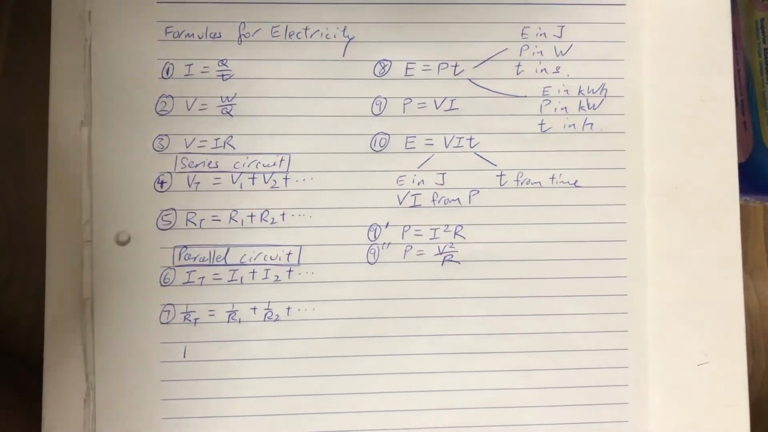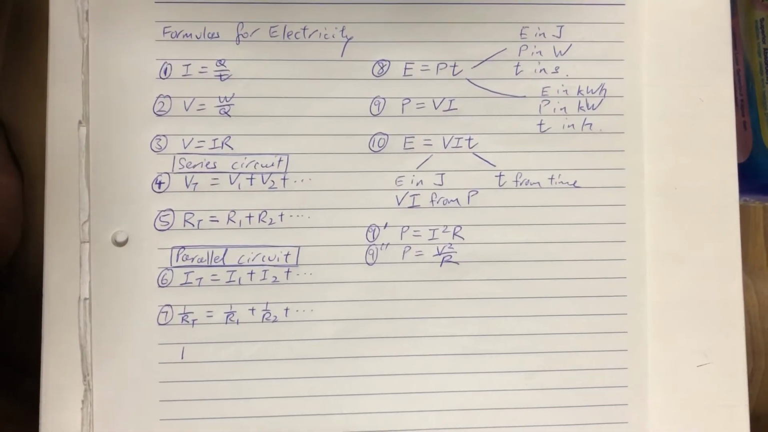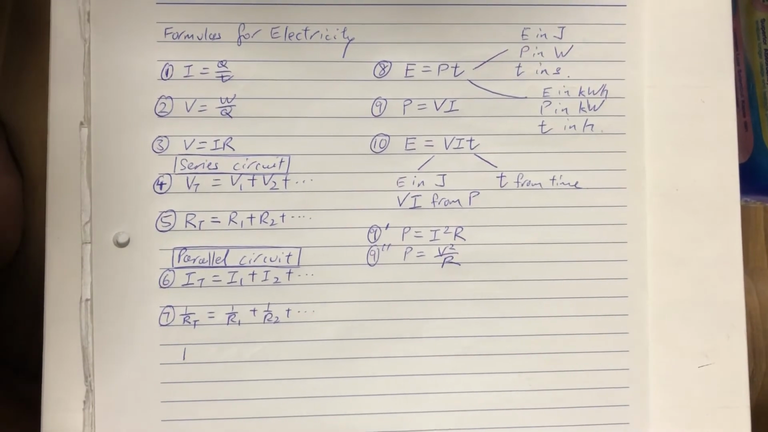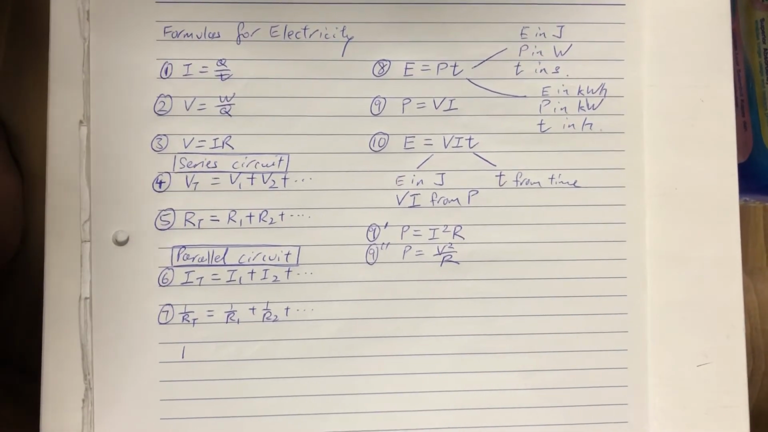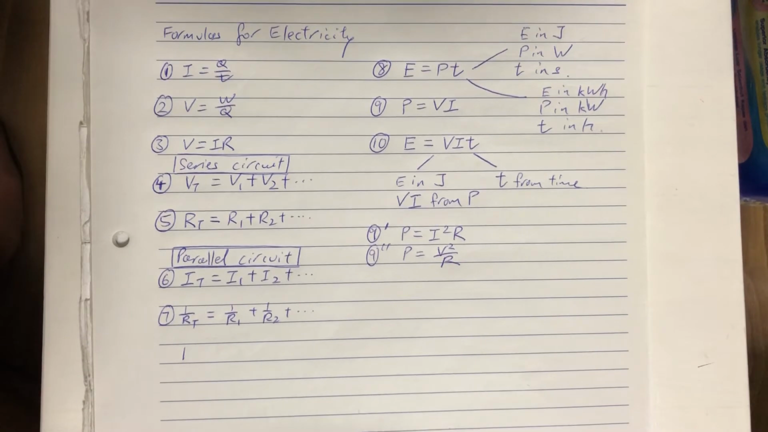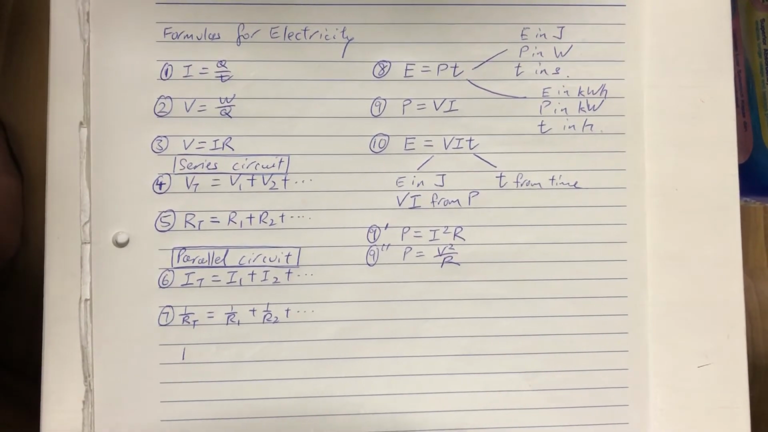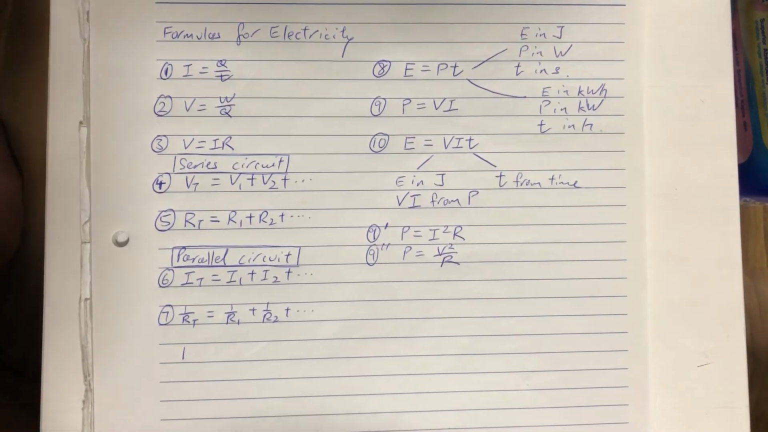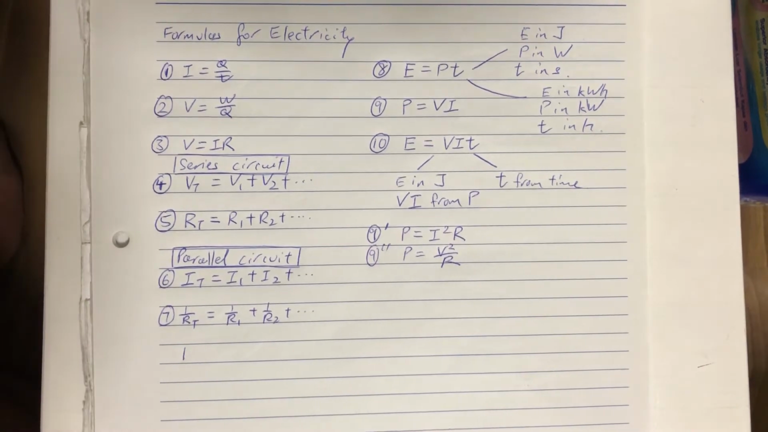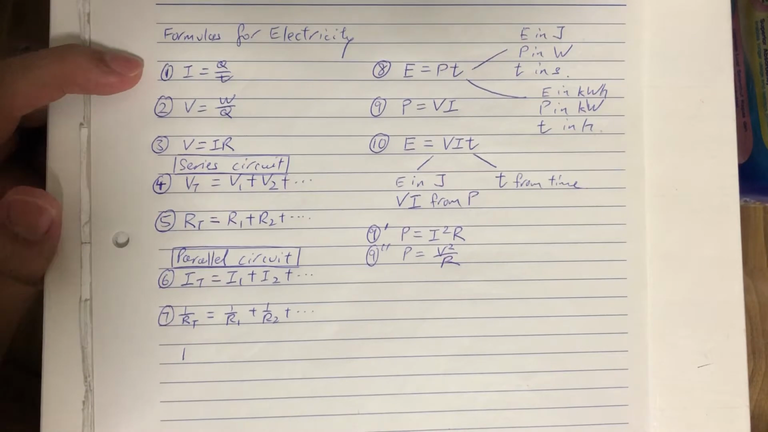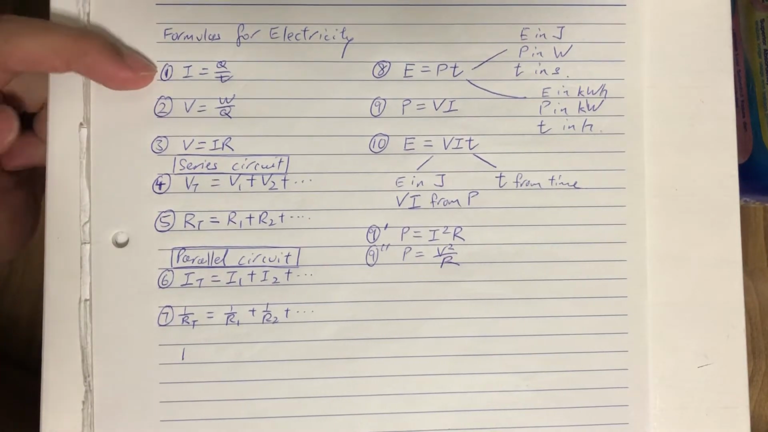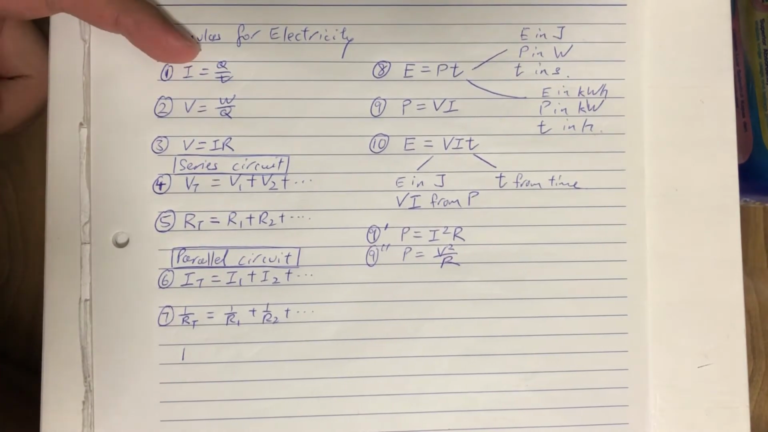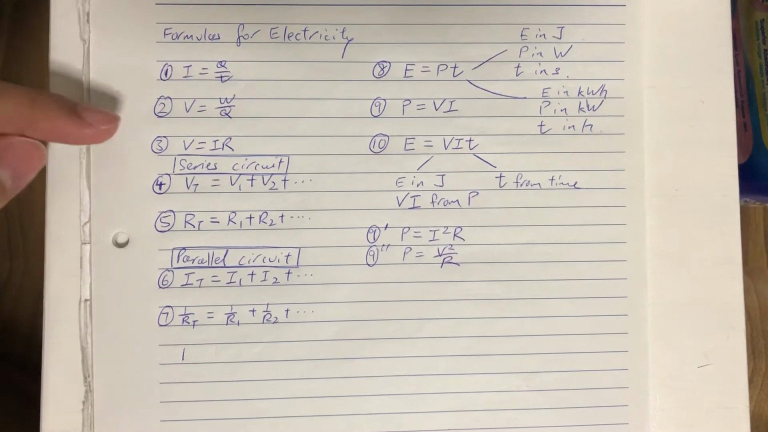Okay, dear students, over the past many lessons on electricity, these are the 10 formulas that we have looked at for electricity. Let's go through them very quickly as a form of revision for the electricity chapters. First up, we have I equals Q over T. This talks about the current in relation to charge and time.